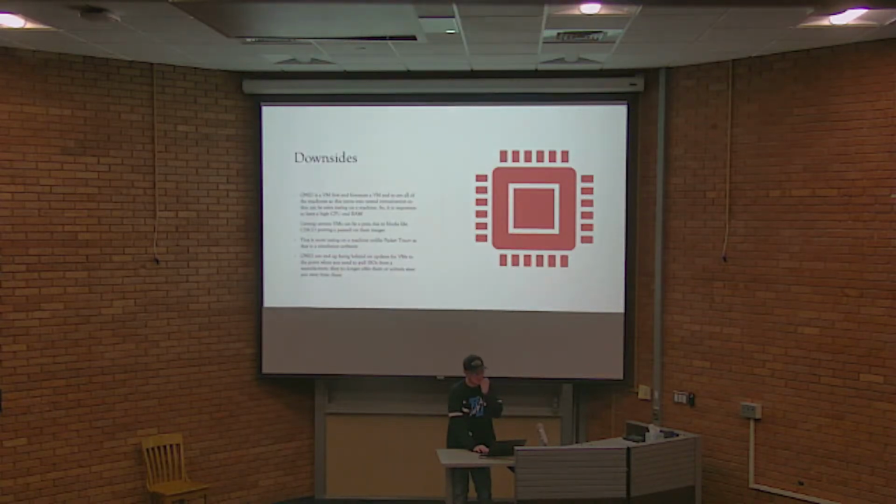Downsides. GNS3 is a VM first and foremost. And with it being a VM and all the machines, it turns into a lot of massive virtualization, so it can be extra taxing on machines. It's important to have a high CPU and RAM to be able to run it. You can also run it on lower-end machines, it just won't allow for as many machines to be running. The more you spin up, it's got to give the RAM and CPU out evenly.